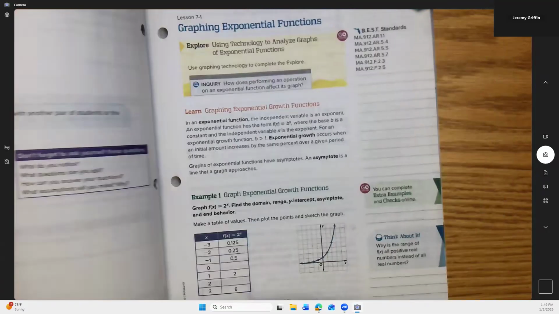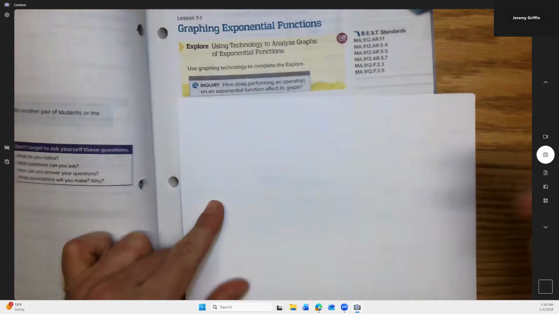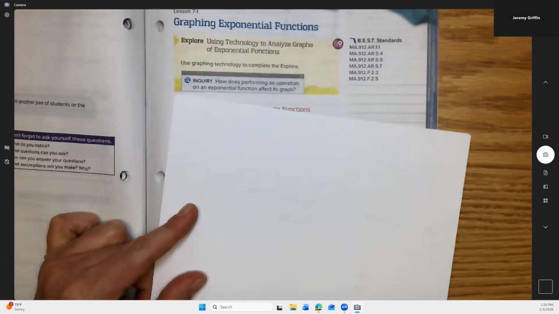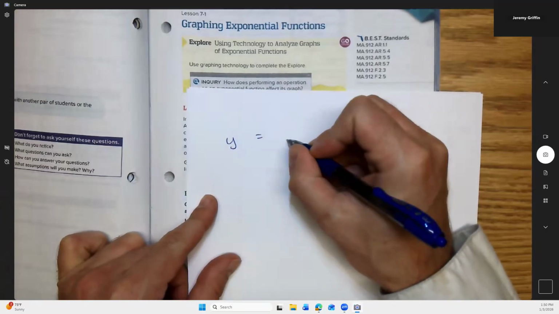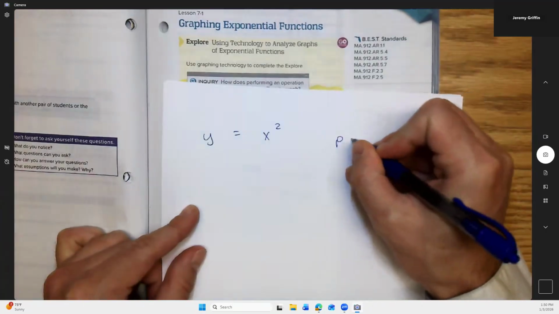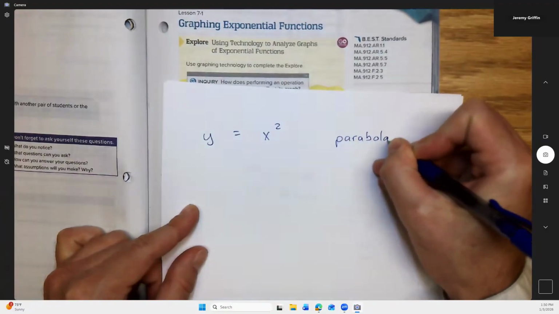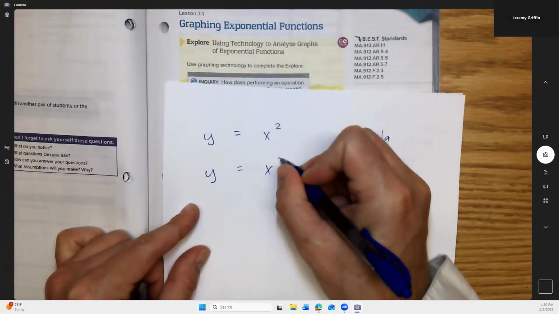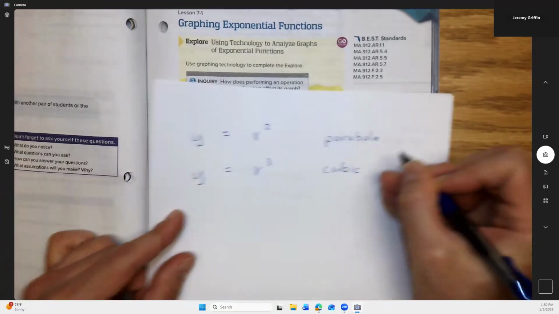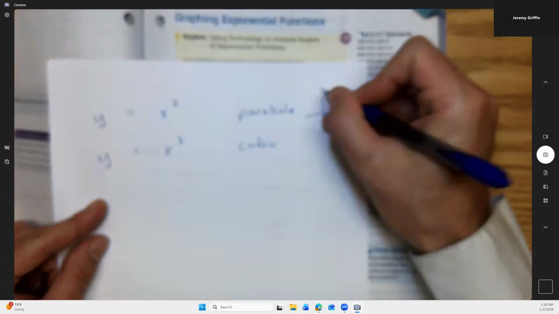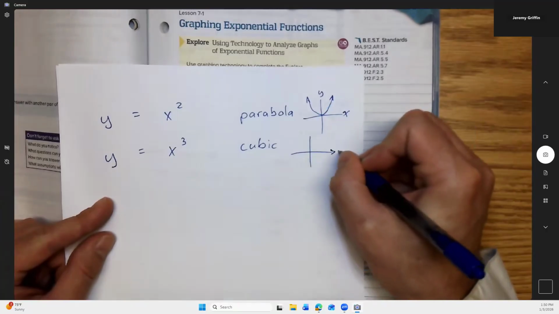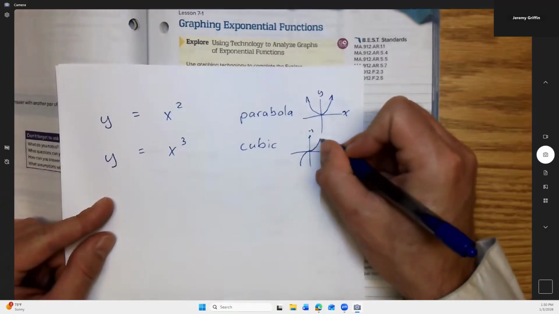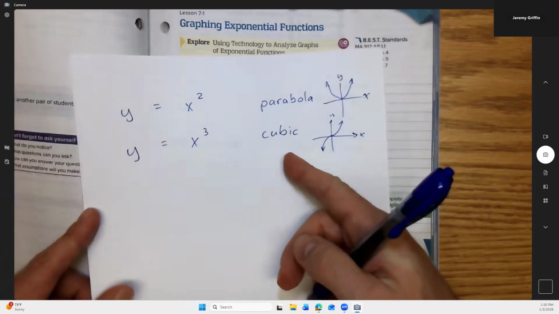Okay? Now, before I dig too far into the book examples, I do want to clarify something that comes up, especially in my physics classes too, which is to distinguish different kinds of curves. So if I say y equals x squared, you guys know that's going to be a parabola shape. Or if I have y equals x to the power of 3, that'd be a cubic. So here, if I sketch out real fast, x, y, y equals x squared looks something roughly like that. Y equals x to the third, that looks something roughly like this. These are not exponential.